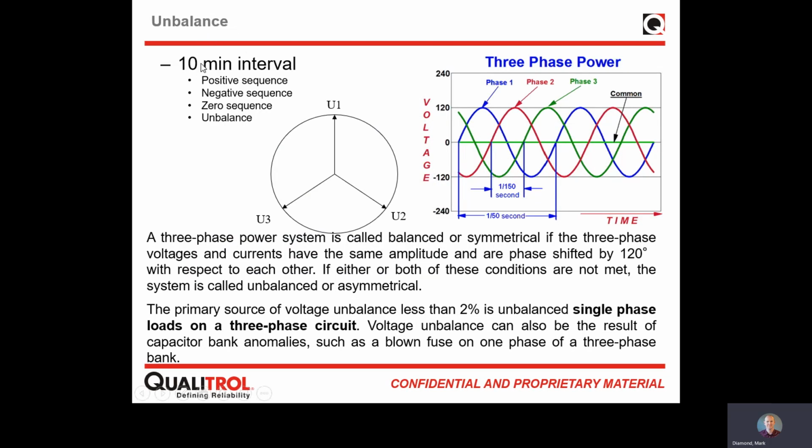Another calculation that we do on continuous is unbalance. And here we're looking to see the 3 different phases, A, B, and C. They should be 120 degrees apart. They should be the same size and magnitude as well. If that changes, if we have a change in magnitude and a change in phase angle, that is now an unbalanced 3-phase system. And most of the sources of this are single-phase loads on a 3-phase circuit. So utilities are looking for this unbalance and trying to correct for it.